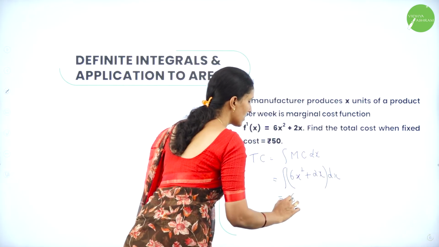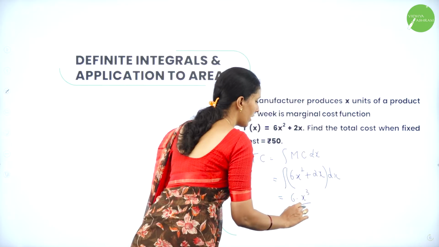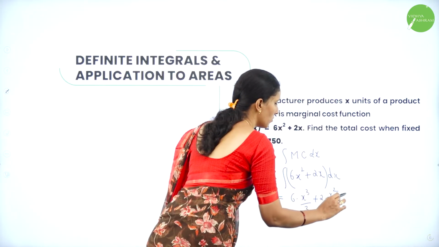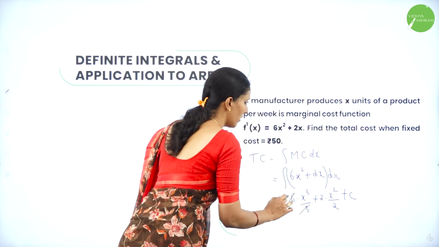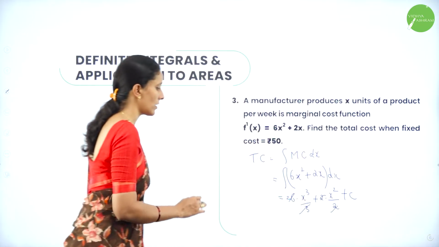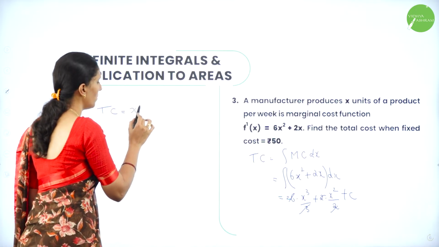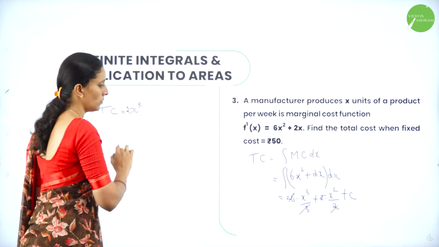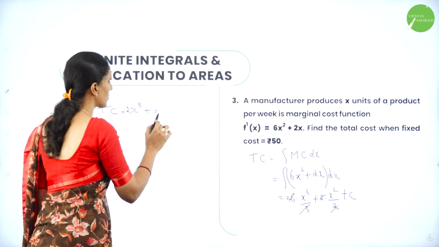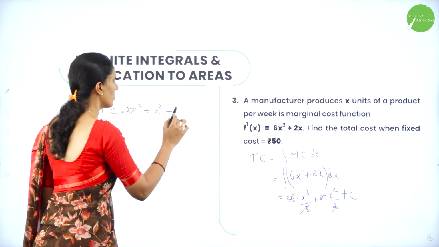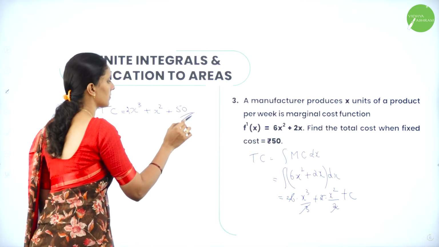So, here it is 6 × x³/3 + 2 × x²/2 + c. So, 3 twos are 6, and the 2s cancel. So, the total cost function becomes 2x³ + x² + c, and the value of c is given as rupees 50. So, the value is 50.